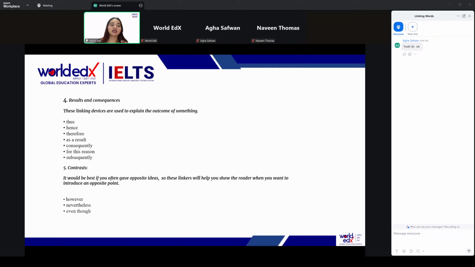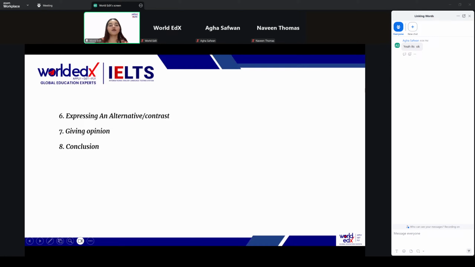For example, thus, hence, therefore, as a result, consequently, for this reason, subsequently. And when you are trying to show a contrast in opinion, you can use however, you can use nevertheless, you can use even though. So again, these are the connectors that you can use in both writing and speaking.